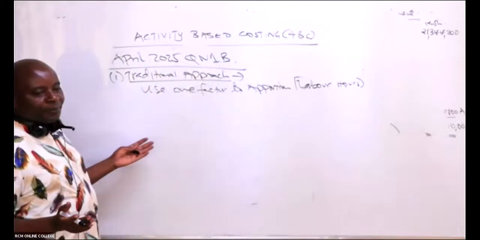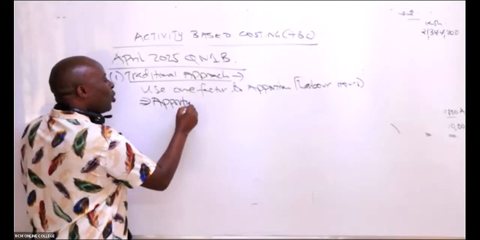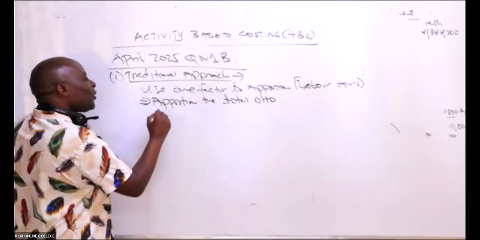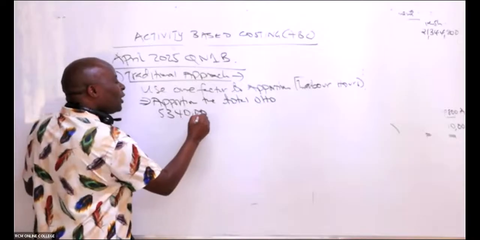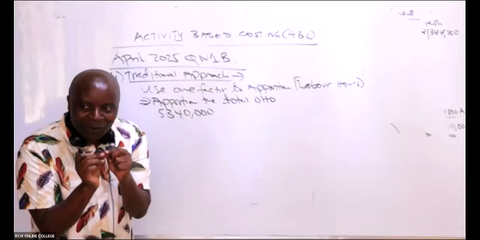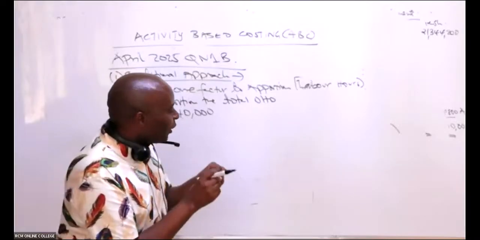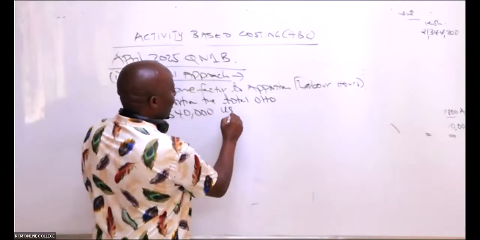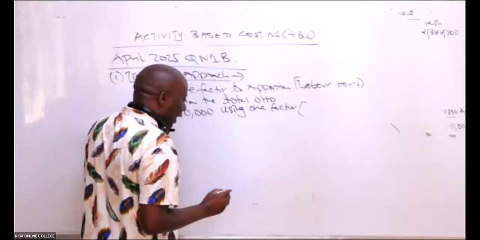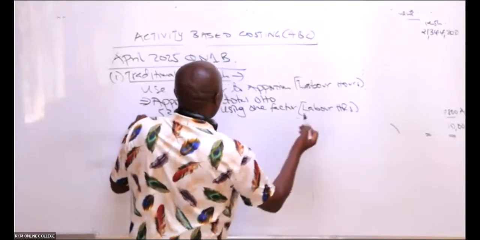Only labor hours. So in short, they want us to apportion the total overhead of 5,340,000 without looking at the individual components. They don't want us to look at the individual components. They want us to apportion the total overhead of 5,340,000 using what here, somebody? Using just one factor. I'm just repeating this for you to understand this better. Using one factor, which is the labor hours.